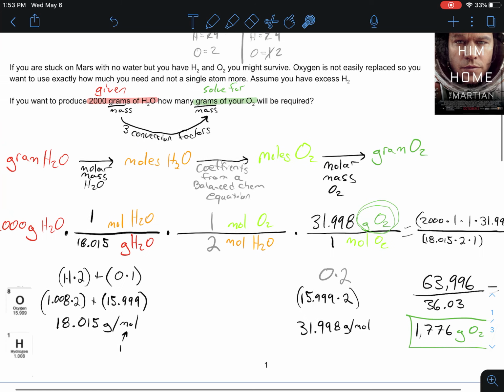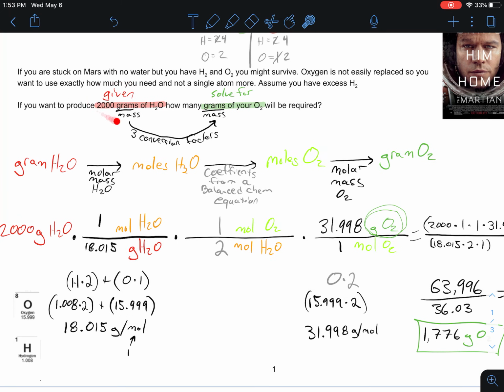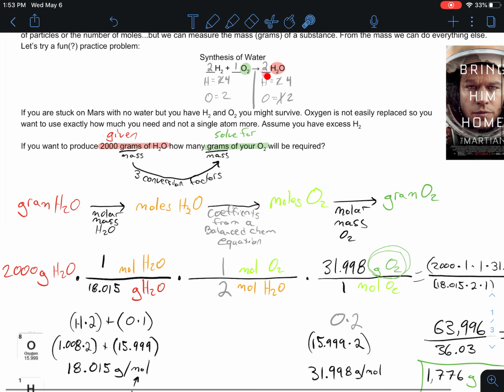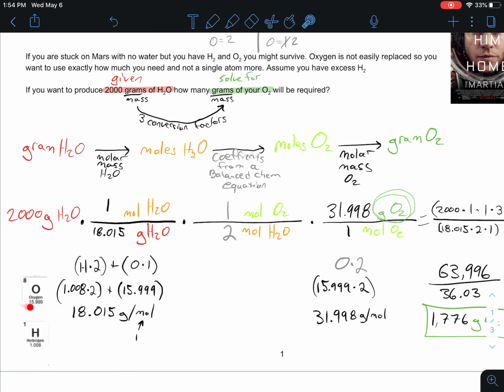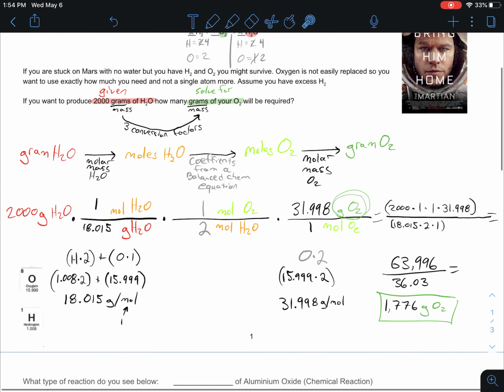Before you completely finish, make sure those answers make sense. You were aiming for 2,000 grams of water. Water is the product made up of partially oxygen and partially hydrogen. So then your substrates better be smaller than the only product that was produced. In this case it is. It is a very large amount of the mass. It's almost all of the mass. So make sure that makes sense. Oxygen has way more mass than hydrogen. Each oxygen atom is 15.99. Each hydrogen is only 1. So it would make sense that it has the majority of the mass.